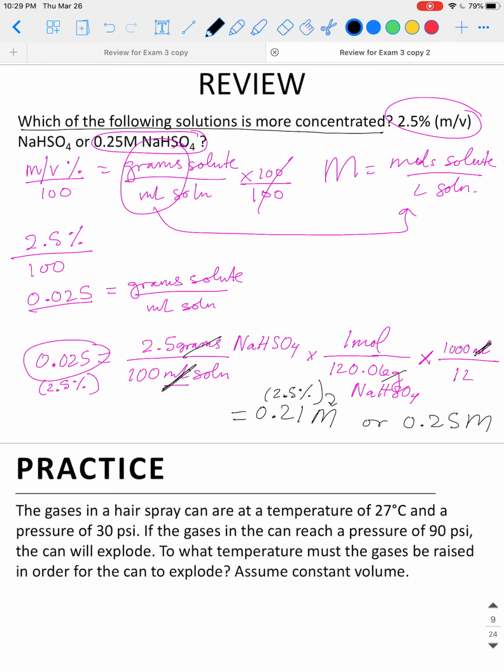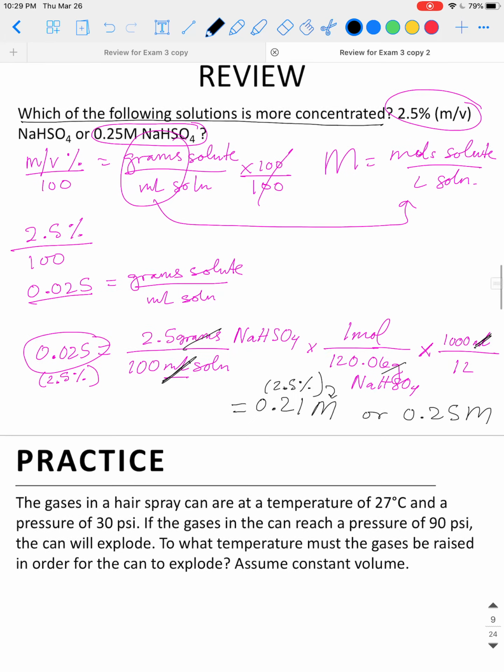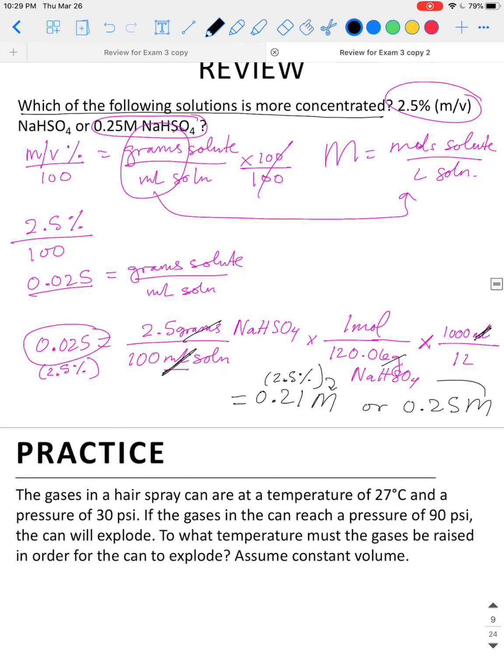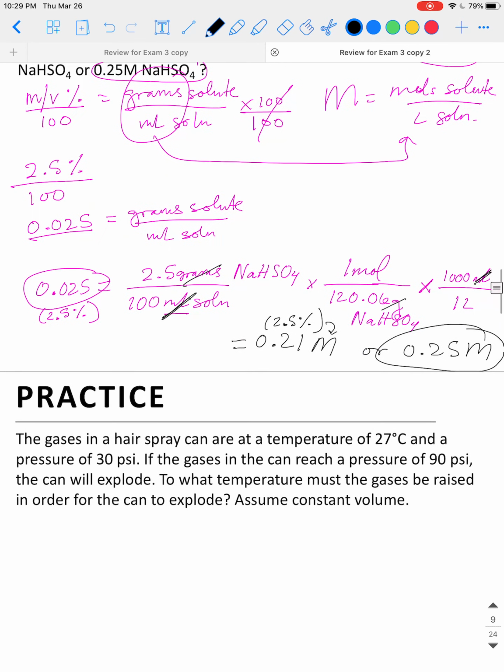So that's how you do this problem. This is definitely a challenging problem. Like I said, you could have taken molarity and converted to grams per milliliter and solved your percent that way. Either way, that was our answer. That one's more concentrated.